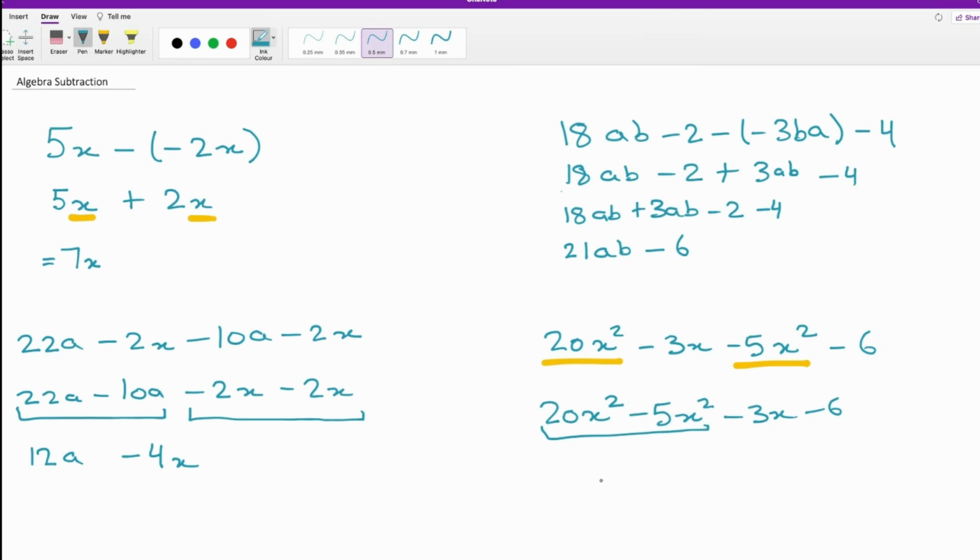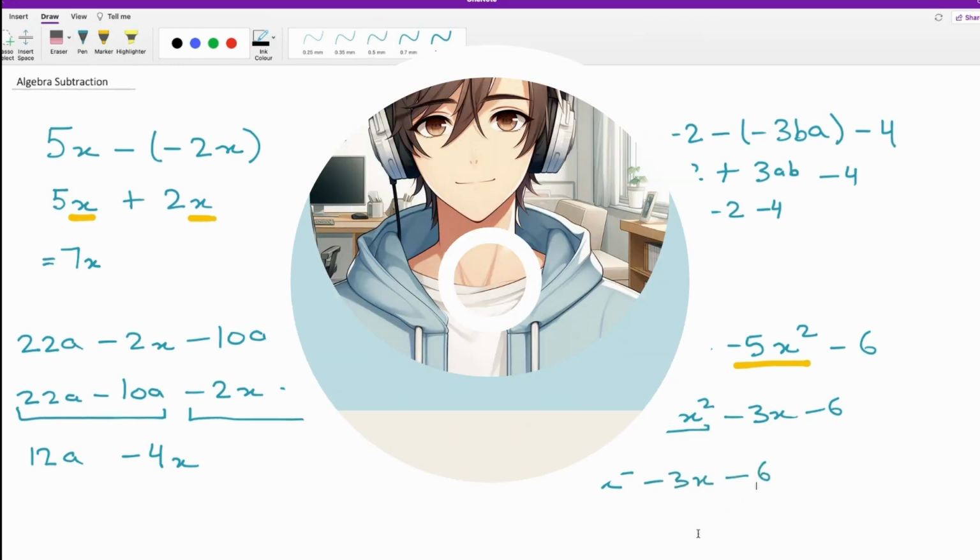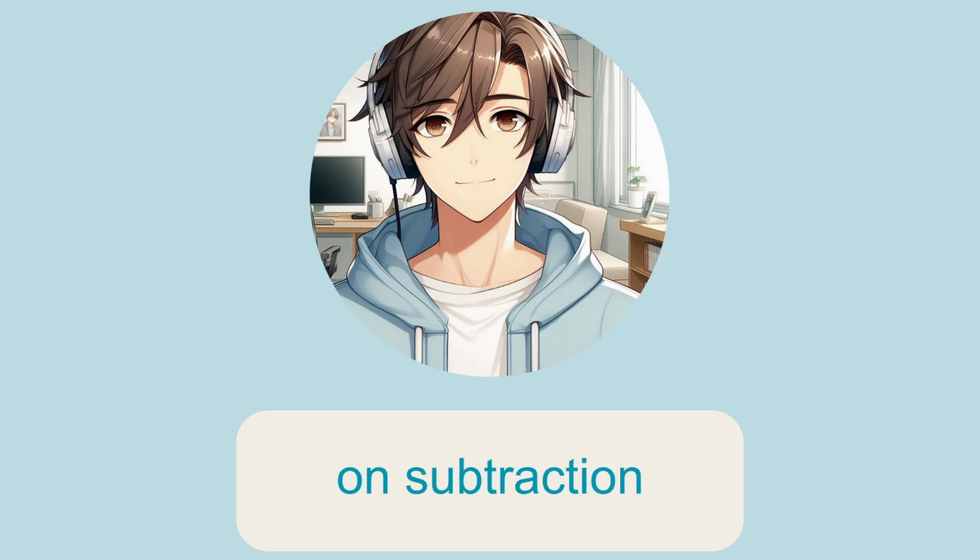So let's go ahead and simplify this. 20x squared minus 5x squared, so 20 minus 5, that's going to be 15, and the pronumeral will remain x squared. And because these two don't have any other like terms, they're going to remain as is in our answer, minus 3x minus 6.